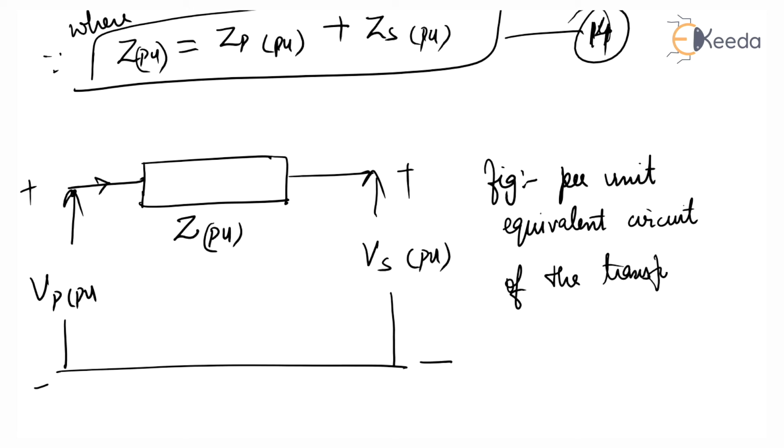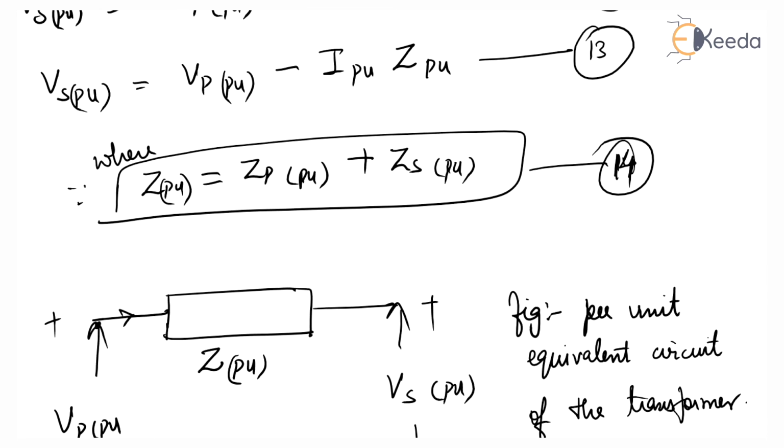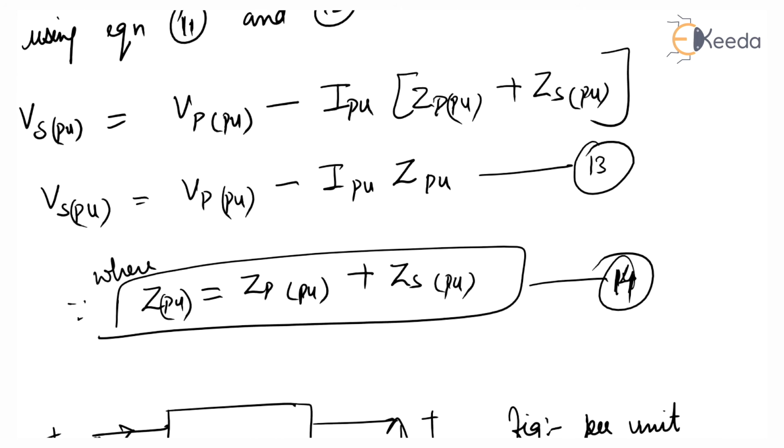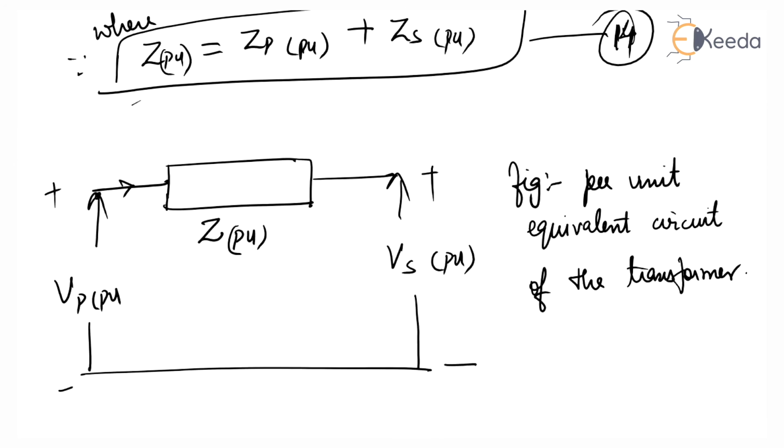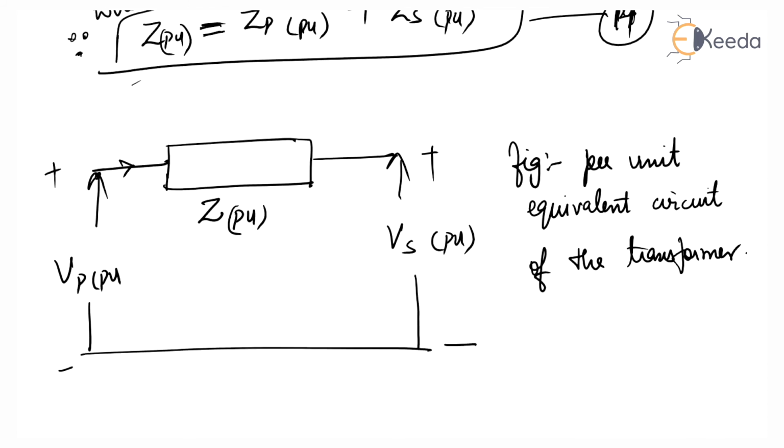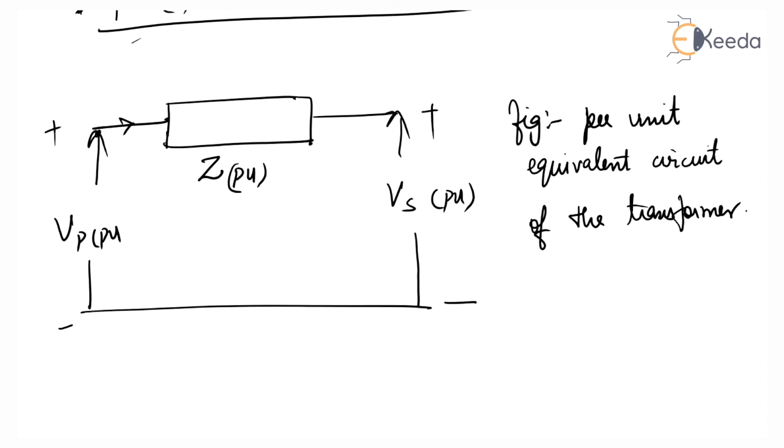So I hope you get this equivalent circuit of the transformer. We have calculated all this impedance, this equation number 13. So from this we draw this per unit equivalent circuit of the transformer. Now please remember that for the per unit system, that impedance ZPU can be determined for both the equivalent impedance on the primary or secondary side of a transformer.